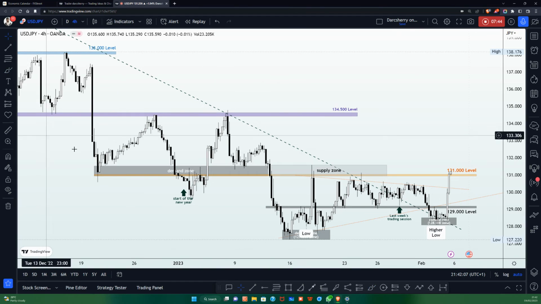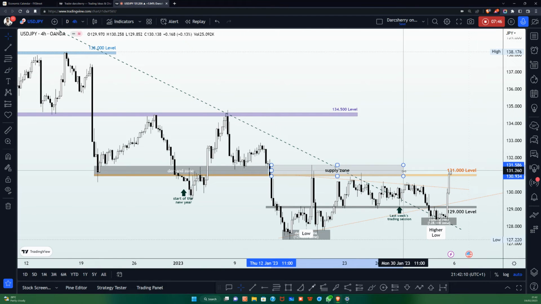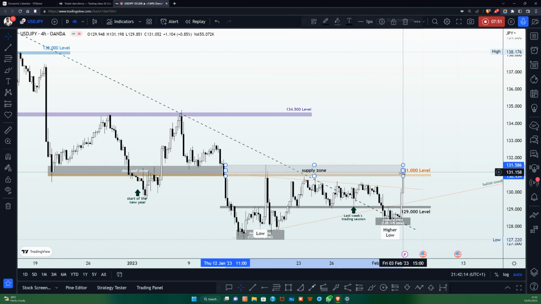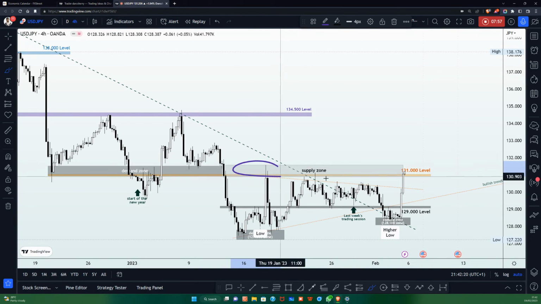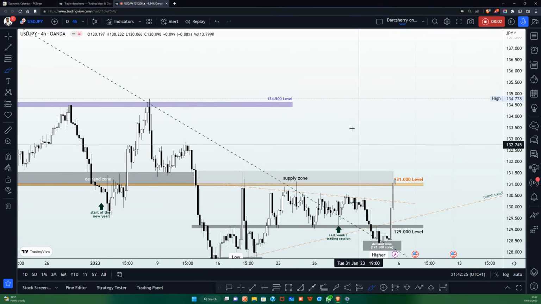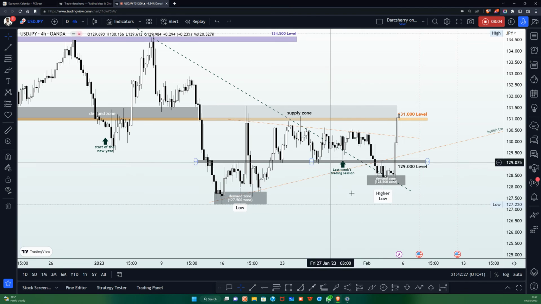And as a result of this, I was able to identify a supply zone here, which I think will be important, considering the fact that sellers have been rejecting every attempt by the buyers to break out of that structure. And in addition to this supply zone here, is another structure here.